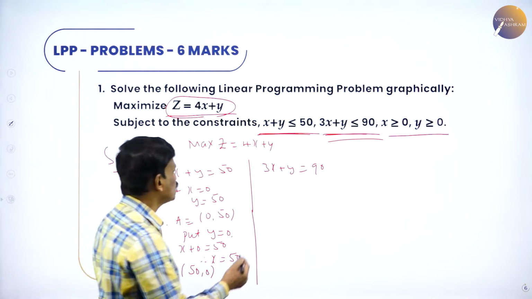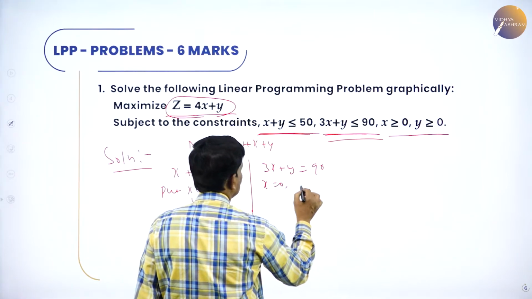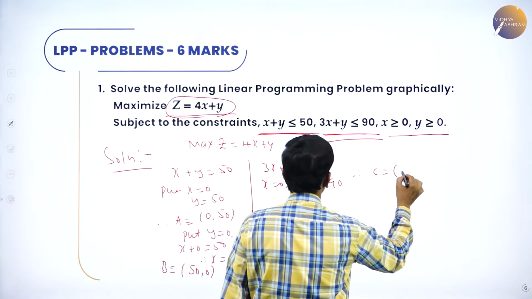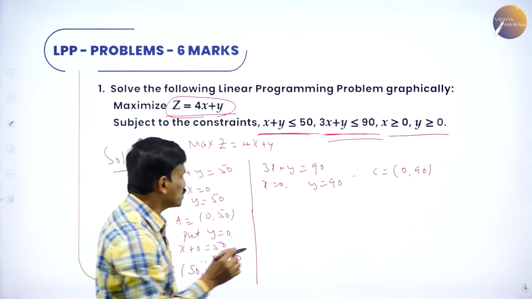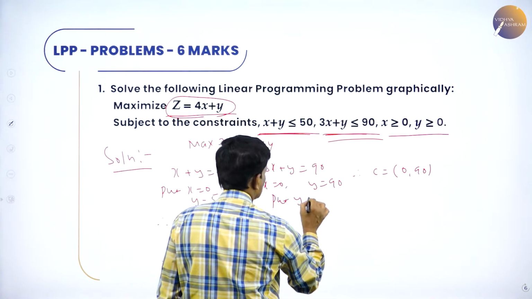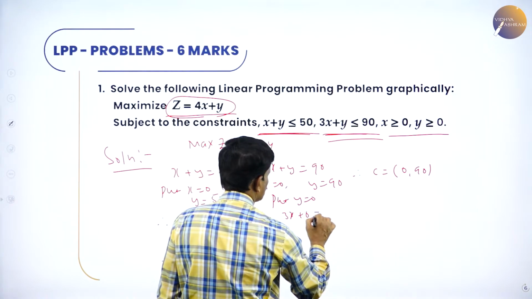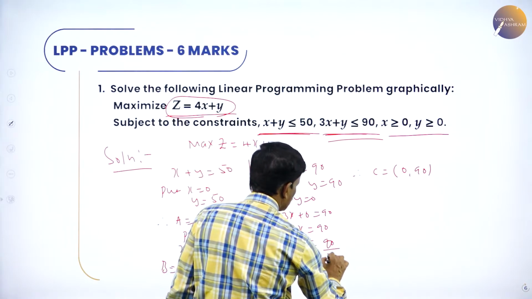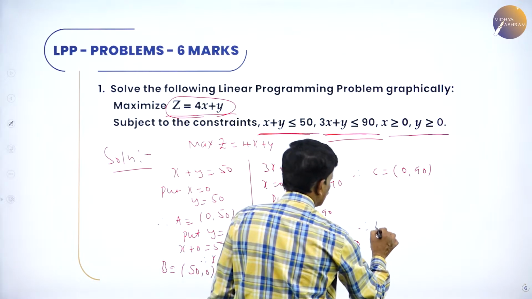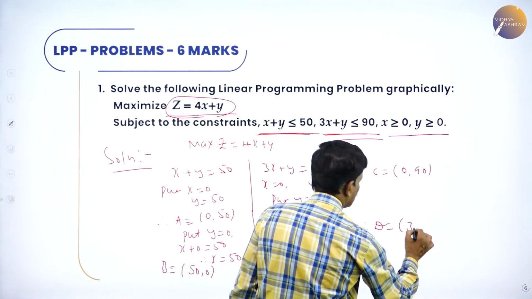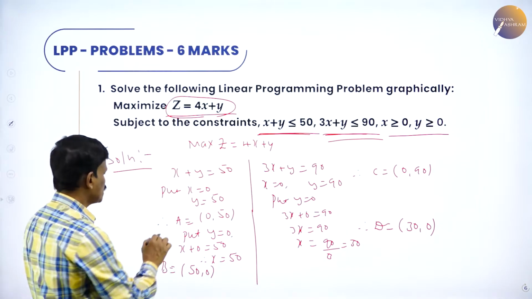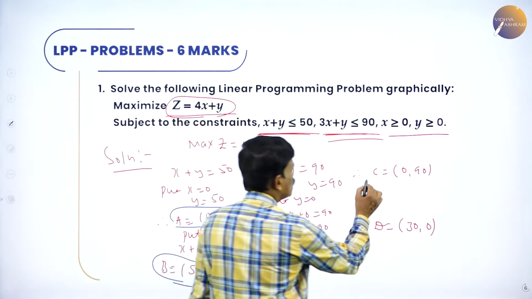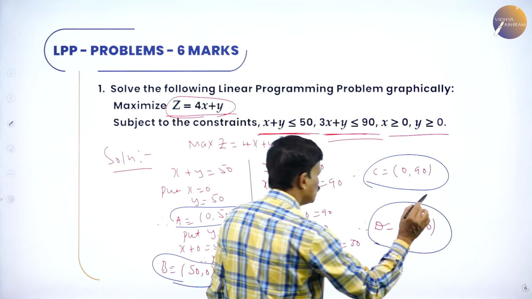Similarly, solve the second equation. As usual, put x is equal to 0. Then you will get y is equal to 90. Therefore the coordinates of C are 0 comma 90. Put y is equal to 0 now. Then 3x plus 0 is equal to 90, 3x is equal to 90, or x is equal to 90 by 3 is equal to 30. Therefore the coordinates of D are 30 comma 0. Now the coordinates are A is 0 comma 50, B is 50 comma 0, C is 0 comma 90, and D is 30 comma 0.